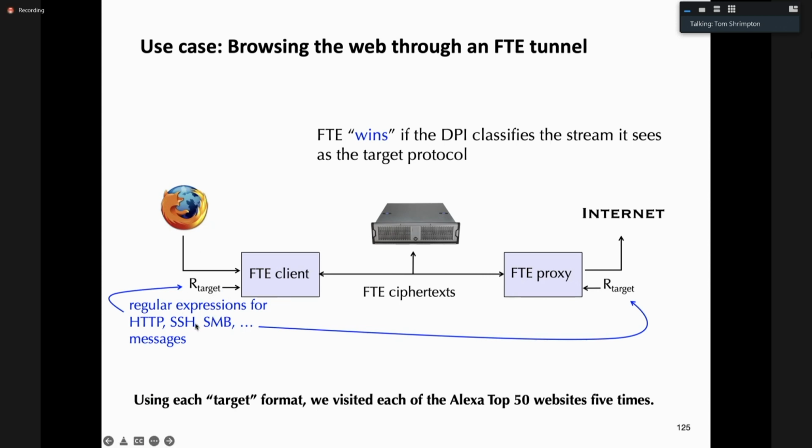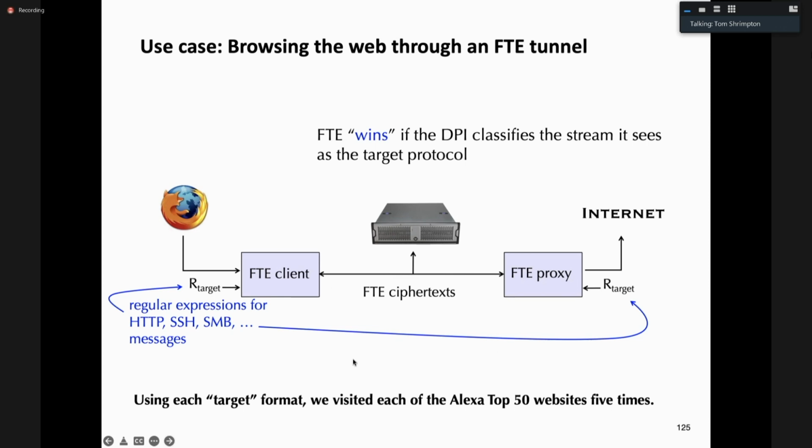We developed regular expressions for HTTP, SSH, SMB, I forget what else, FTP, DNS, a couple of other things. These were our target formats. So these are the things we wanted our HTTP traffic to look like. Took the output of the FTE client. We ran it through the DPI box. Of course, in actual use, the client goes to some proxy on the other side of the DPI device. It gets decrypted, and then the actual plain text traffic is what goes out to the internet. The results come back. It gets re-FTE encrypted and goes the other way.